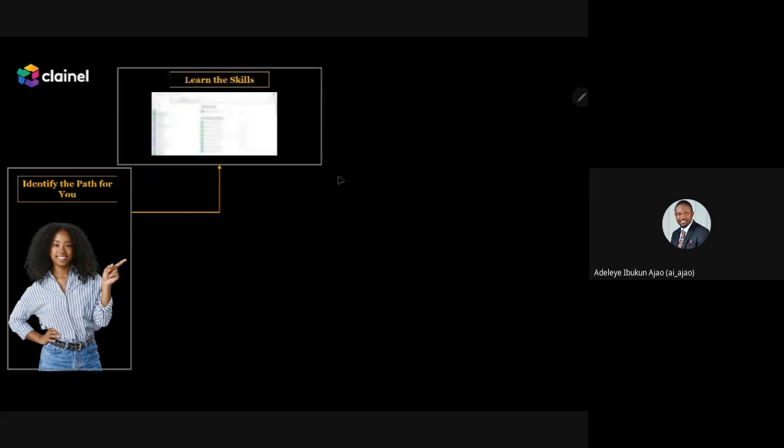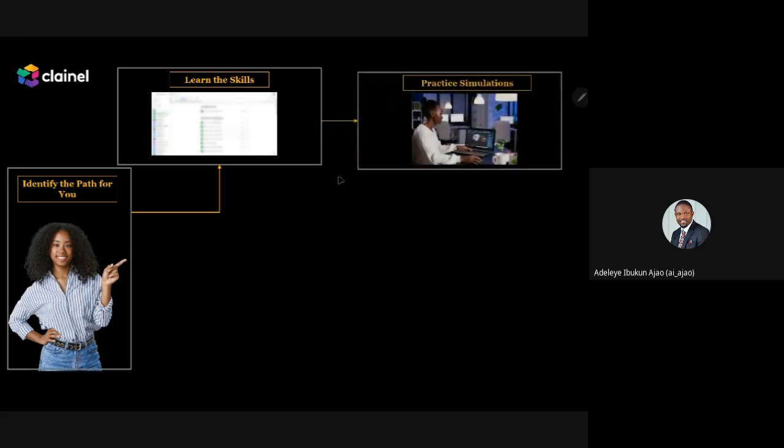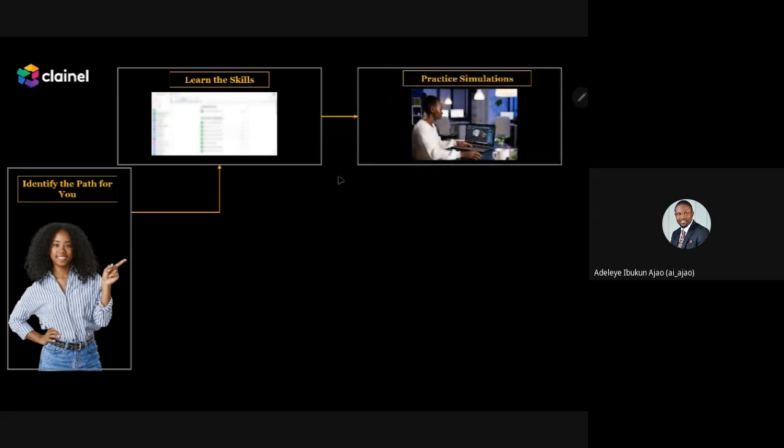Then we help you learn the skill which is required for you to take that path. So we help you learn the skill of the path you have taken. Then after we help you learn the skill, we help you practice simulations, because practicing simulations is very important.